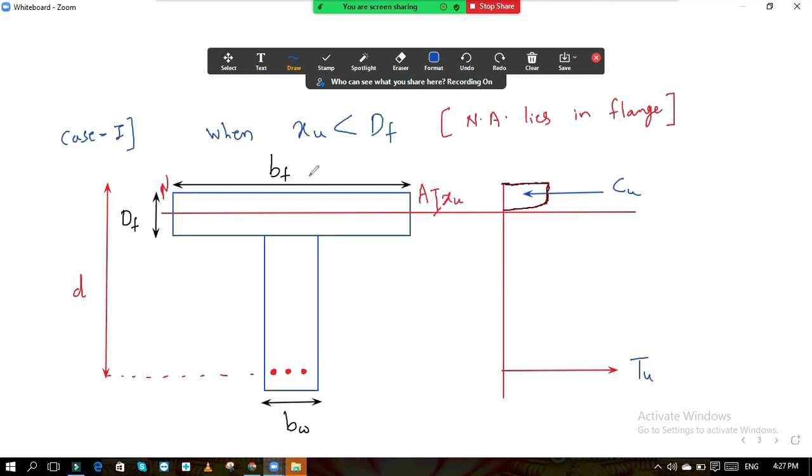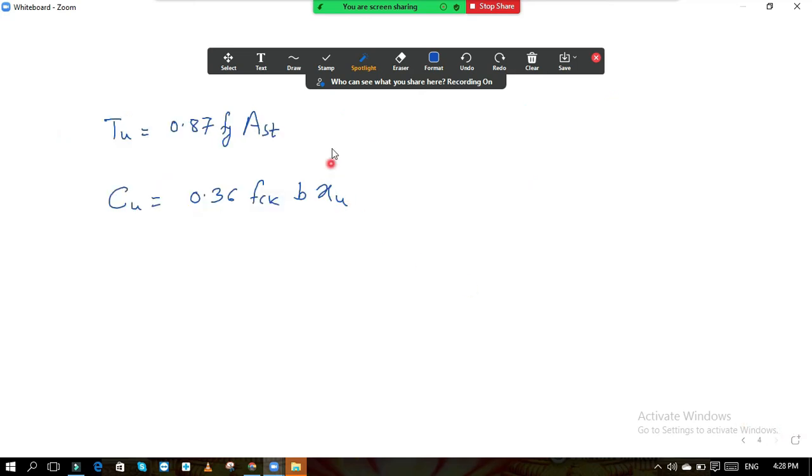But here if you see, the width is not B. The width is BF. What is the area? This much is the area above the neutral axis. This area you should consider. How much is this area? This width is BF and this depth is XU. So it is BF into XU. So while writing this, instead of B, I will write BF. BF means width of flange.